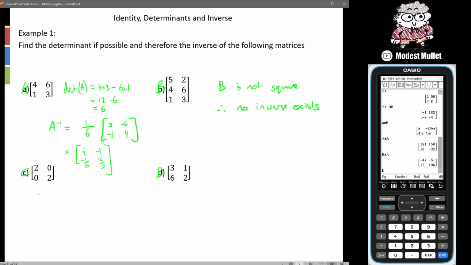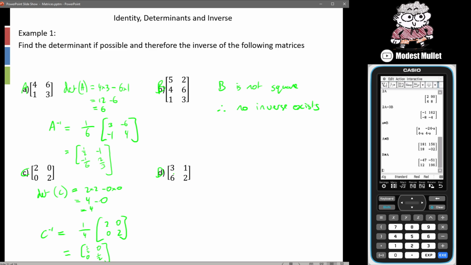On the C, it's a square matrix, so we can start, so we need to find the determinant. So the determinant of C is equal to 2 by 2, take away 0 by 0, which is equal to 4, take away 0, which is 4, which is not 0, so we can go on from there. So the inverse of C is equal to 1 on 4. We switch the main diagonal, which is just 2 and 2, stays the same, and then we make 0 and 0 negative. Well, -0 is still just 0, so it stays the same. We can bring that through, so this is going to turn into half, 0, 0, half.